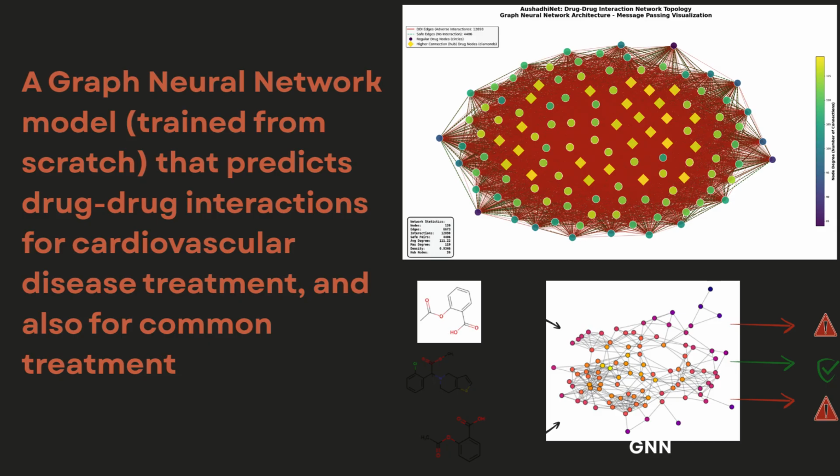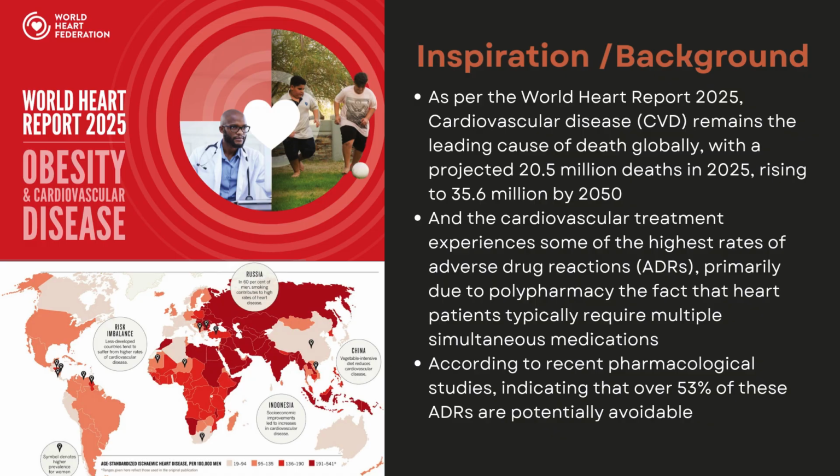AushadiNet-GATv2, a graph neural network model trained from scratch that predicts drug-drug interactions for cardiovascular disease treatment and also works for common treatments. As per the World Heart Report 2025, CVD remains the leading cause of death globally with a projected 20.5 million deaths in 2025, rising to 35.6 million by 2050.